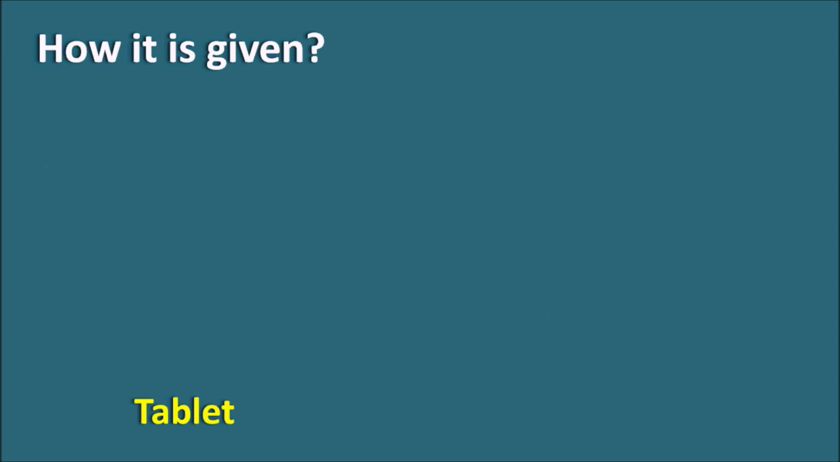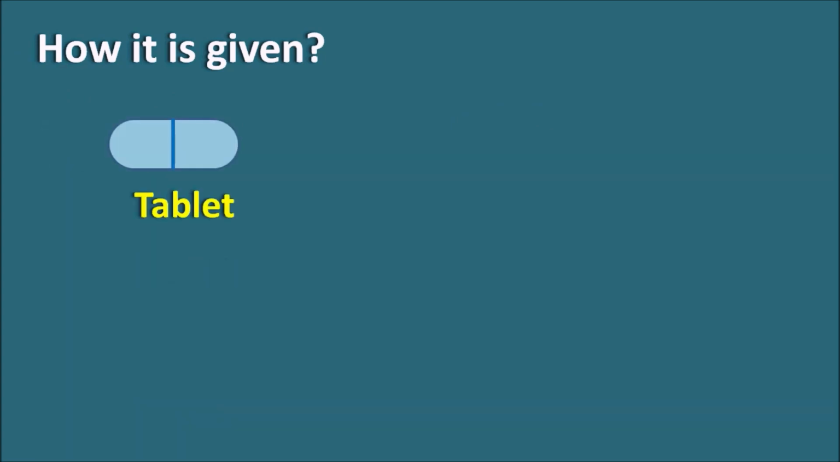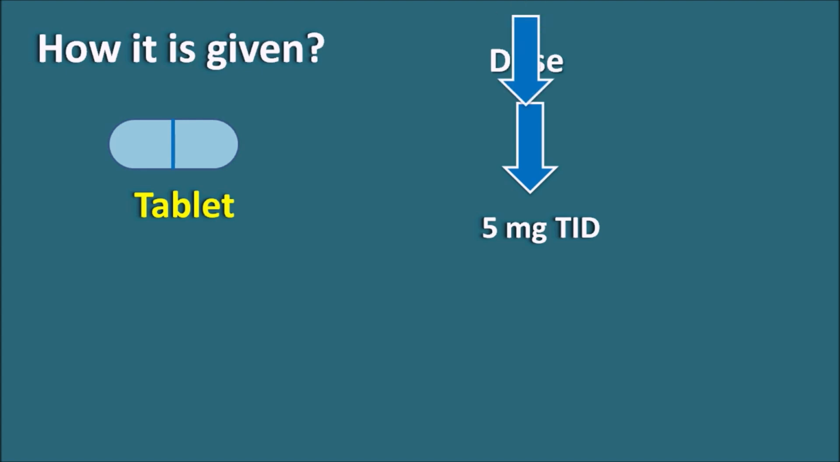How is it given? Baclofen is given in tablet form. The initial dose of the drug is 5 mg three times daily, and based on the patient's condition, the dose can be slowly increased in 5 mg increments up to 20 mg thrice daily. So that's about baclofen.